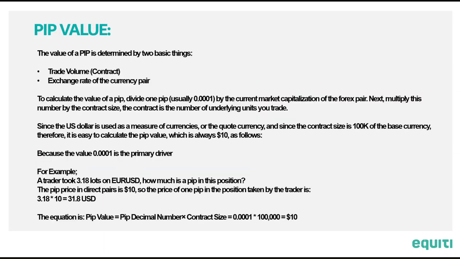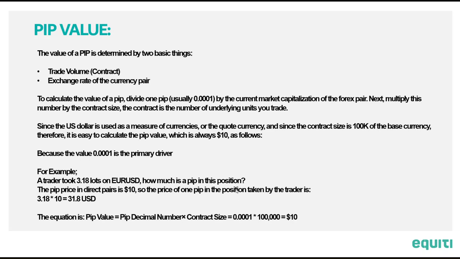So the value of a pip is determined by two basic things: trade volume, which is the contract size, like I mentioned, it's also the lot size, and the exchange rate of the currency pair. To calculate the value of a pip, divide one pip, usually 0.0001, by the current market exchange rate of the FX pair. Next, multiply this number by the contract size. The contract size is the number of the underlying units you trade. So it's a simple equation, really. Let's just move on to it as well.